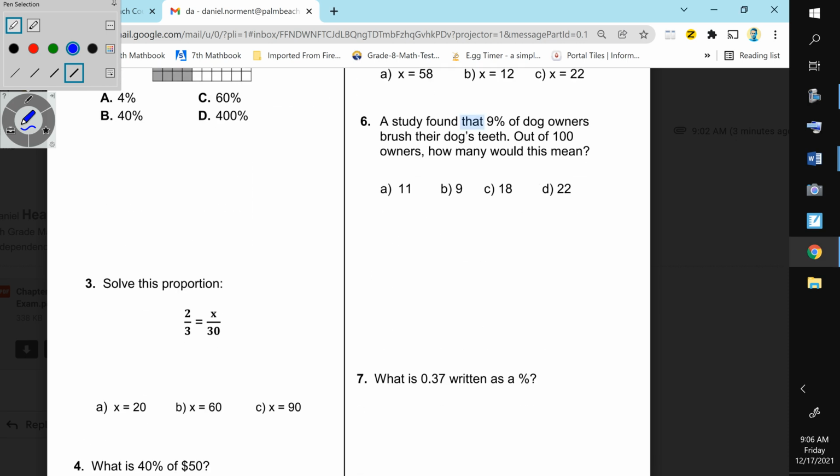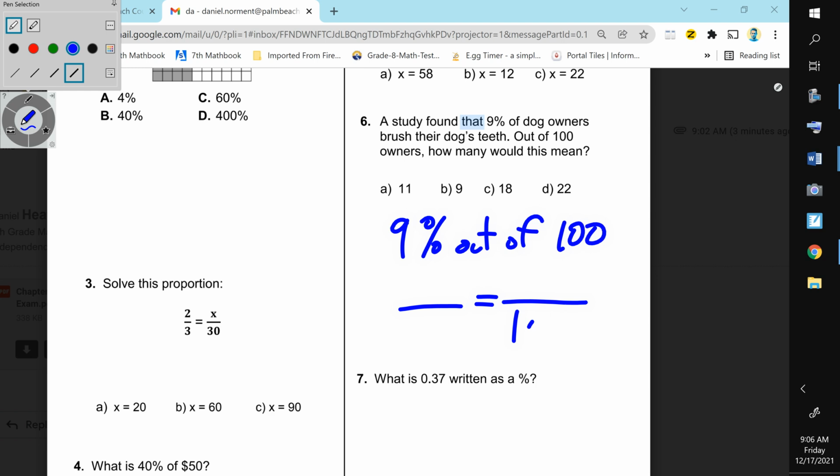Number 6, 9% of 100 is what you need to find out. And if you don't know what 9% out of 100 is, then set up a proportion. Here's your 100%. Here's your 100, there's your percent, there's your of. And they give you all that. So you're going to put an x here, and then you're going to solve.